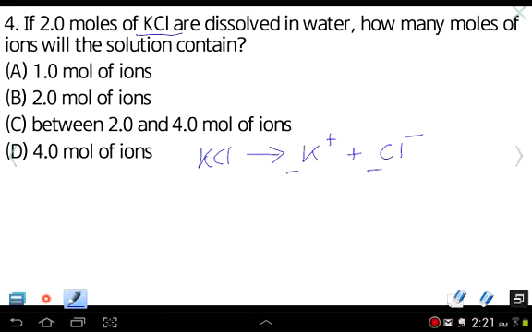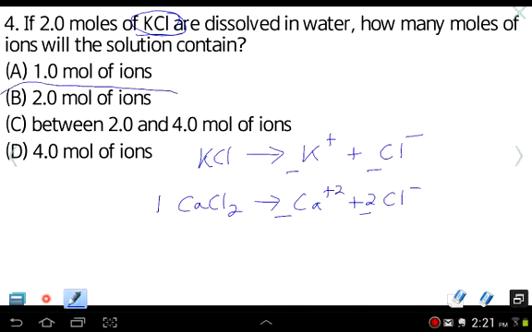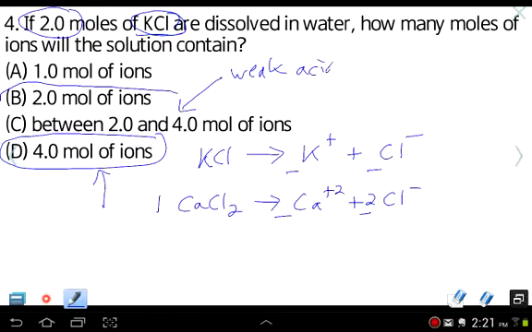If you were to dissolve something like calcium chloride, that would break up into 3 ions. You would get 2 chlorides. So for every 1, you would get 3. Because KCl is very soluble, you'll get 2 moles of ions. I'm sorry, not 2 moles of ions, 4 moles of ions, because we begin with 2. Since we begin with 2, we'll get 4 moles of ions. Now, you'll get between 2 and 4 when you have a substance that doesn't fully dissociate, like a weak acid or base. We'll talk about these as we get to them, but that's when you would get between 2 and 4 moles.